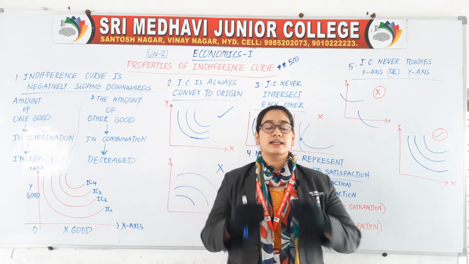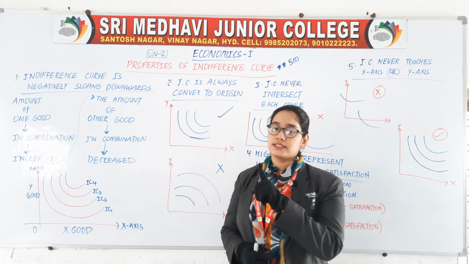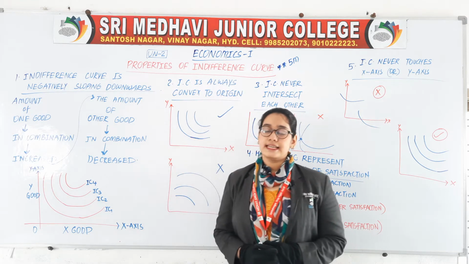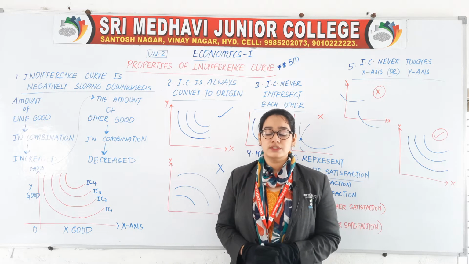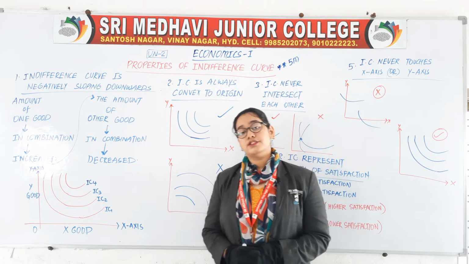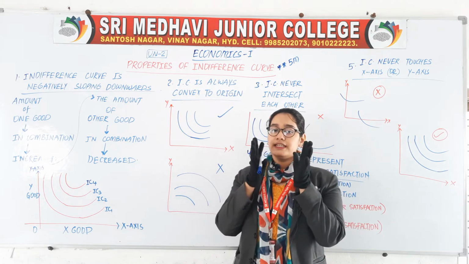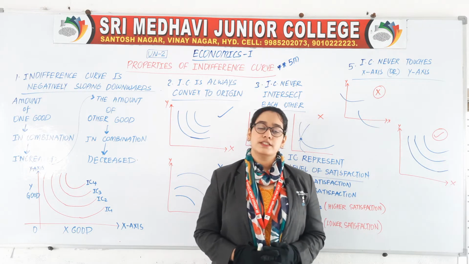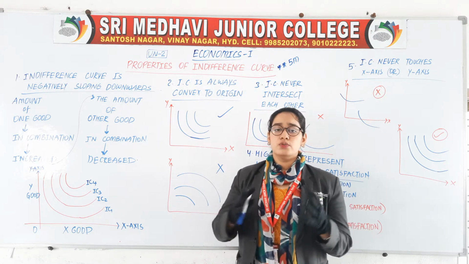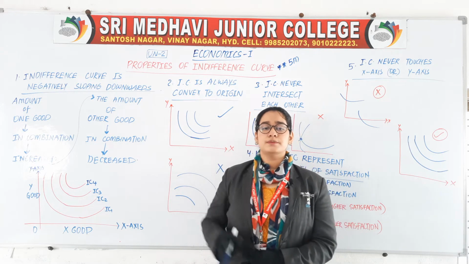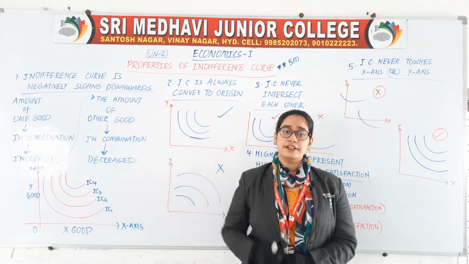So what were its assumptions? The first one was it was based on ordinal utility. Then the second point, there are two goods X and Y. Prices of goods are given. The consumer is having complete knowledge about the prices of goods in the market. The goods are divisible. So there are many assumptions which we have already discussed.